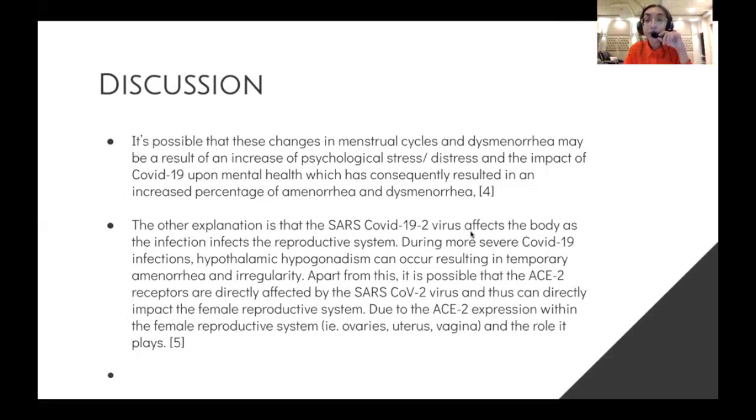and that may be due to the fact that the ACE2 receptors are directly affected by the SARS-CoV-2 virus, and these ACE2 receptors are frequently expressed and can also be found in the female reproductive system, including regions and organs such as the ovaries and the uterus. And due to the role the ACE2 receptor plays within the female reproductive system, it might be possible that the virus is affecting female health in that regard.